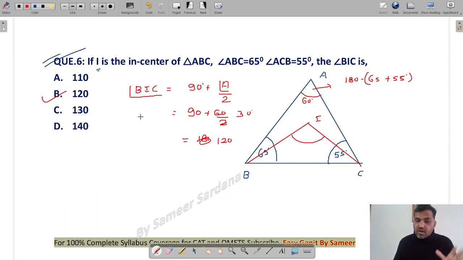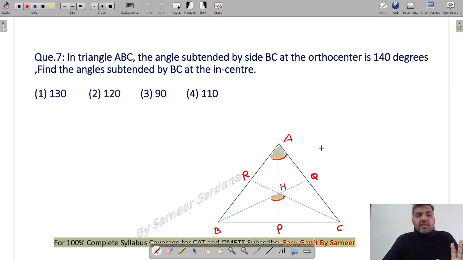Even if you don't know this property, you can still know that BI is angle bisector, so both of these 2 angles will be equal, and without using this also you can easily prove it, guys. Okay. Next, question number 7. In the triangle ABC, the angle subtended by the BC at orthocenter is 140 degree. Find the angle subtended by the BC at the incenter of the triangle.